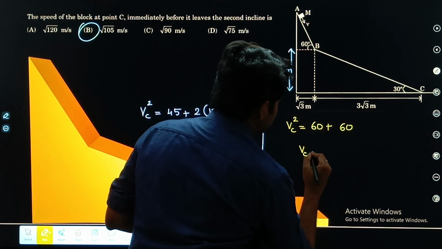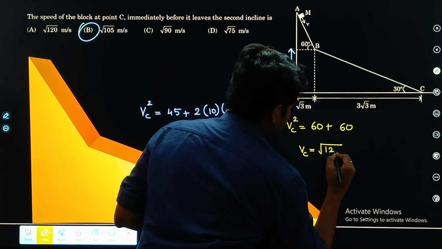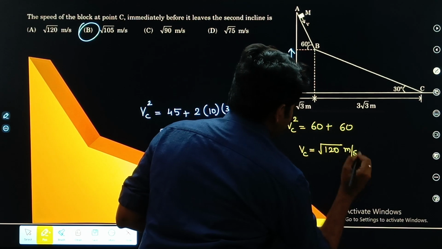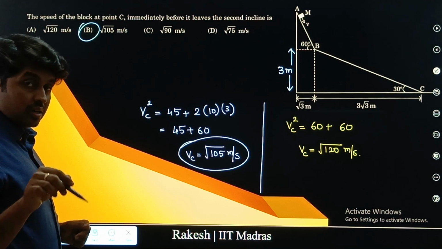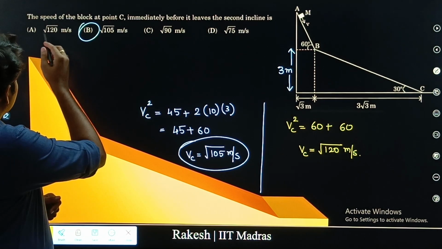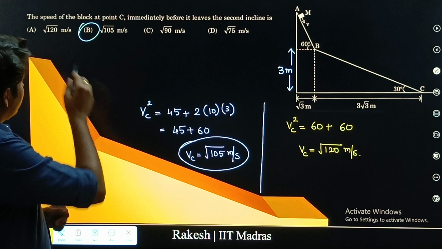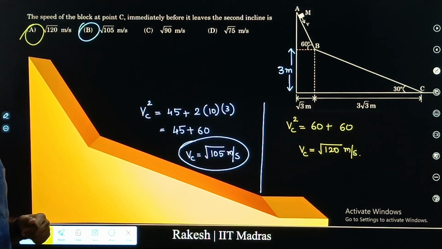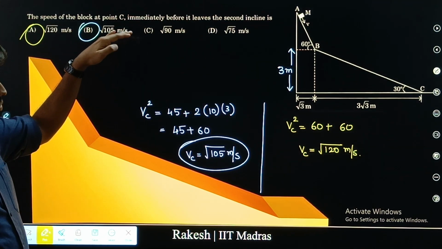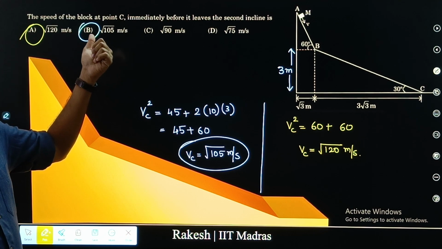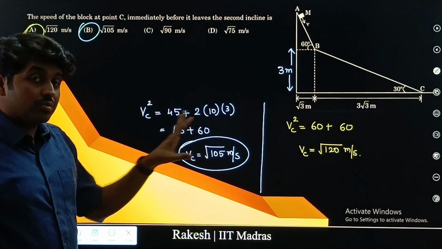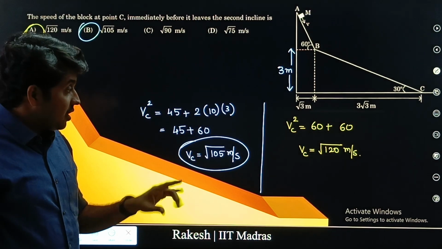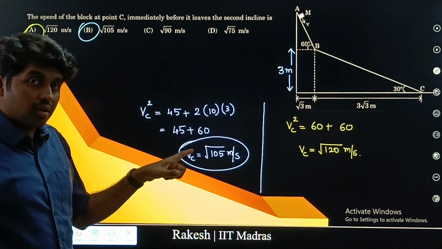So Vc comes out to be under root 120 meters per second. Okay, and if you had done the wrong method, you would have got the first question wrong, you would have got even the second question wrong. Okay, so this question was based on how you did the first question. It might seem easy, Vc square equal to Vb square plus 2gh might seem easy, but if you had done the first one wrong, this you would have got wrong.